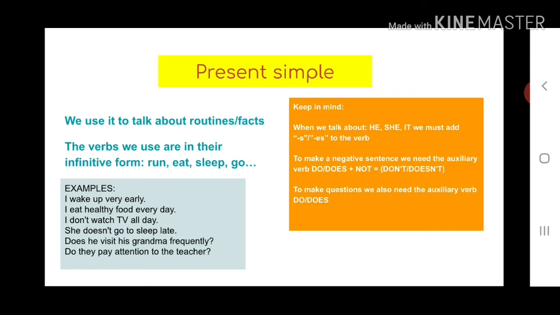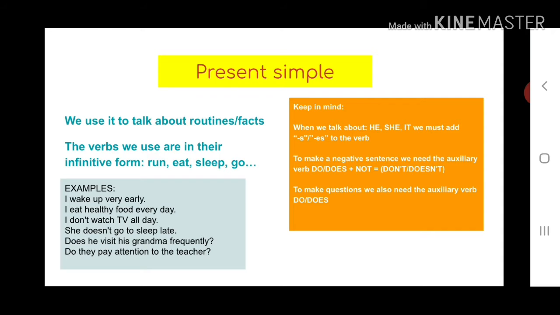Okay? And here we have some examples. I wake up very early. I eat healthy food every day. These are both positive sentences. I don't watch TV all day. That's a negative sentence. And here we are using don't, not doesn't, because the subject is I. She doesn't go to sleep late. There we are using doesn't since the subject is she. Does he visit his grandma frequently? Do they pay attention to the teacher?